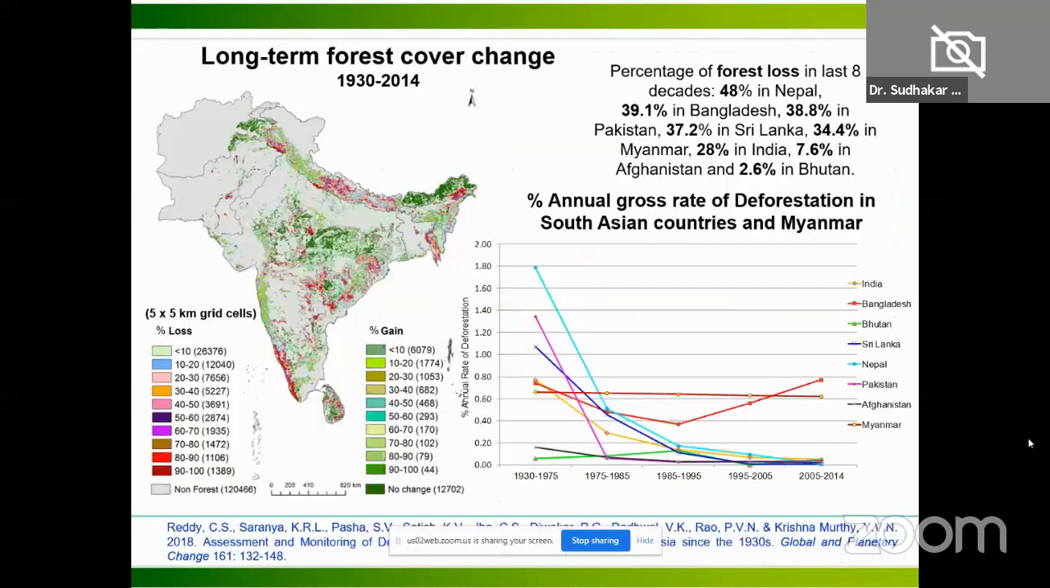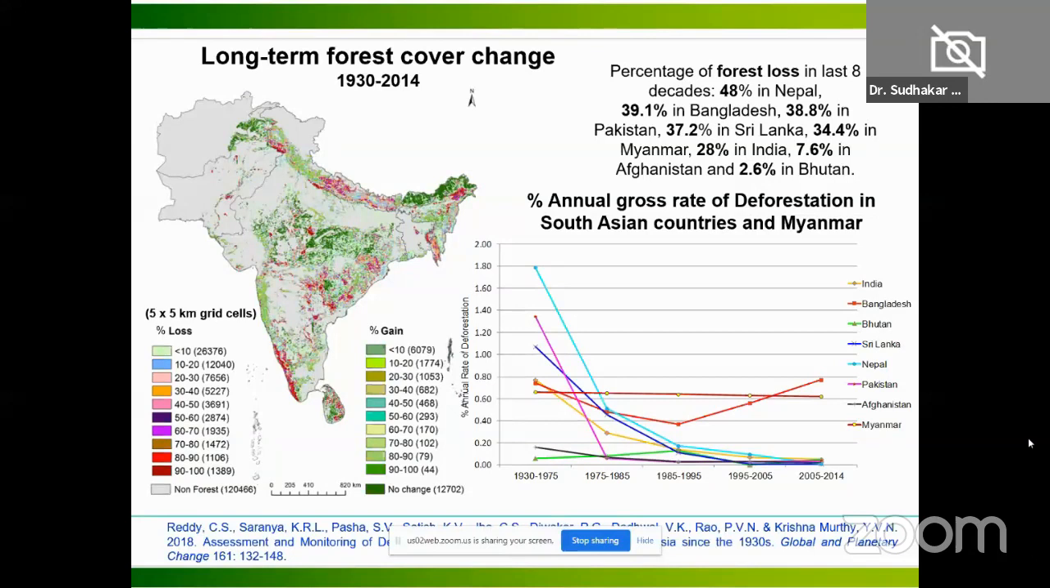So similarly, here I'm showing one analysis of long-term forest cover change. And we have not only done the exercise for the country, we also expanded it to the neighboring South Asian countries. So if you see the analysis here, in the map, I'm highlighting both the forest loss areas and also the areas of forest gain. The forest gain is very limited as compared with the forest loss. And I'm also showing the areas which are not affected by any kind of deforestation in South Asia.